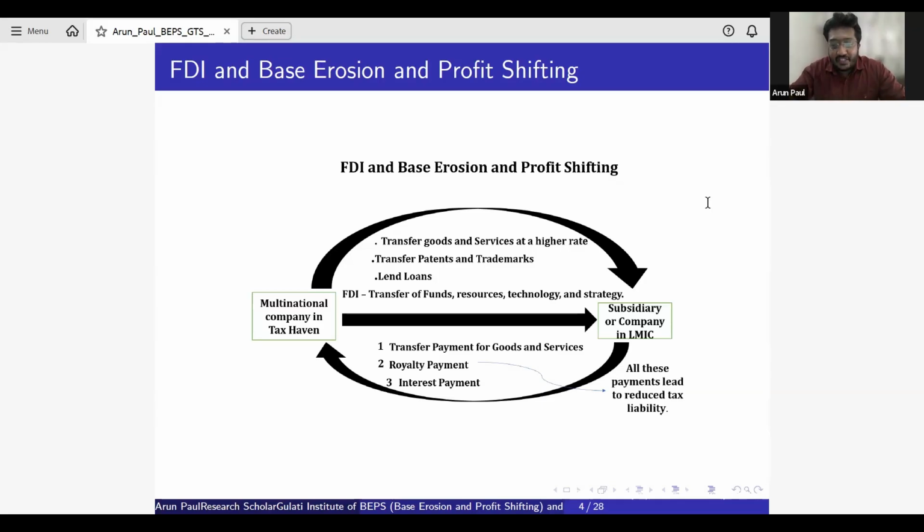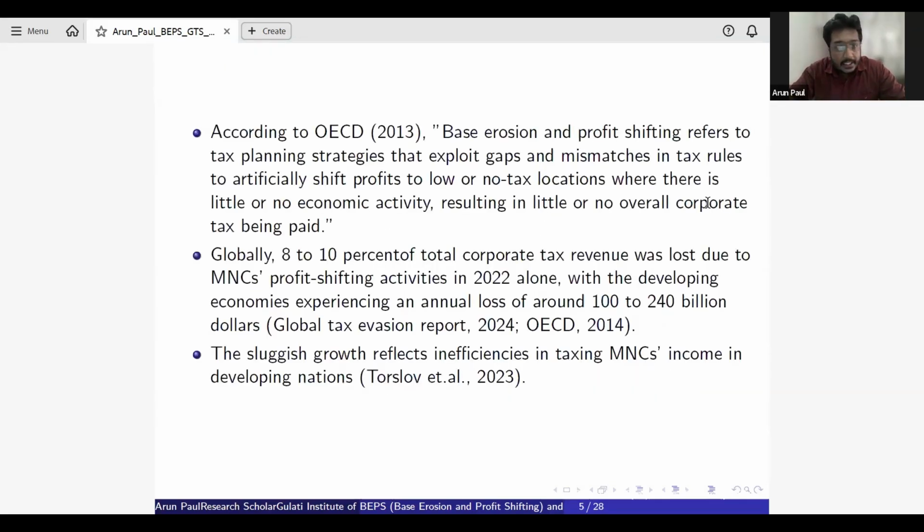I will give a standard definition given by the OECD in its 2013 report. It's actually a policy report of the OECD. Base erosion and profit shifting refers to tax planning strategies that exploit gaps and mismatches in tax rules to artificially shift profit to low or no tax locations where there is little or no economic activity, resulting in little or no overall corporate tax being paid.